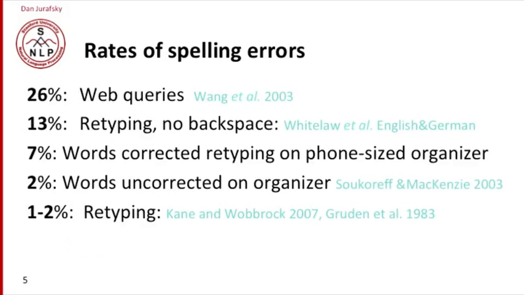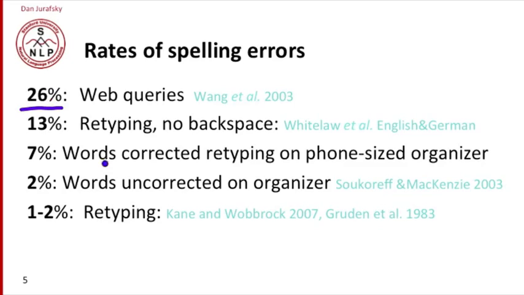How common are spelling errors? Depends a lot on the task. So in web queries, spelling errors are extremely common. So practically 1 in 4 words in a web query are likely to be misspelled. In word processing tasks or on phones, it's much harder to get an accurate number. So there's been a number of studies, and most of these studies are done by retyping. You give the user a passage to type, and then you measure how well they type it. And of course, that's not quite the same as users naturally writing messages or typing.